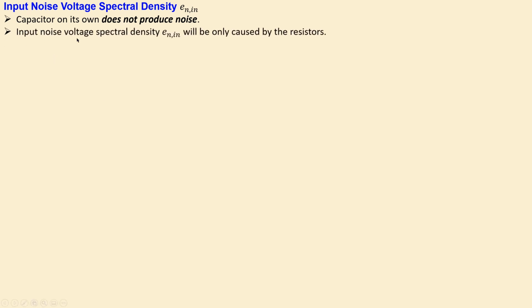So the input noise voltage spectral density, the capacitor on its own does not produce noise. We already said that. The input noise voltage spectral density will be caused only by the resistors, because we only look at the input, not the output. So that's really important to see here.